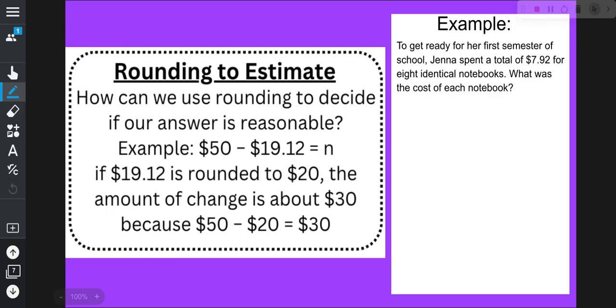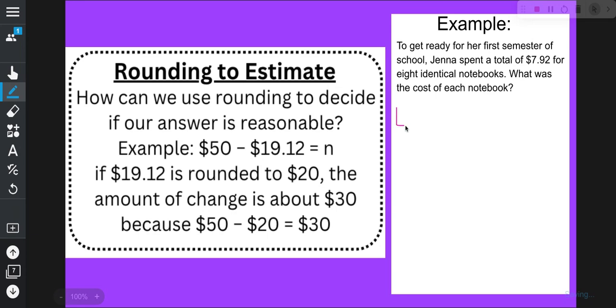Rounding to estimate. When we want to solve a problem quickly, we want to use rounding to estimate our answers to come up with quick solutions. So the example they gave, 50 minus $19.12 equals N. Well, if $19.12 is rounded to 20, the amount of change is about 30, because 50 minus 20 equals 30. Let's take a look at our example.